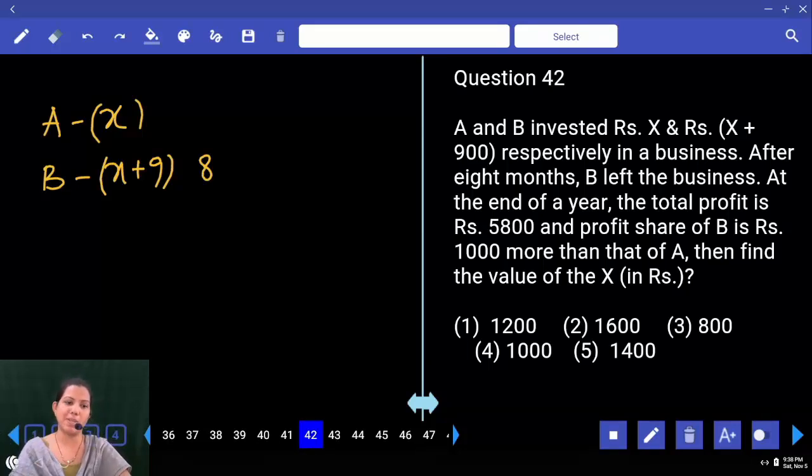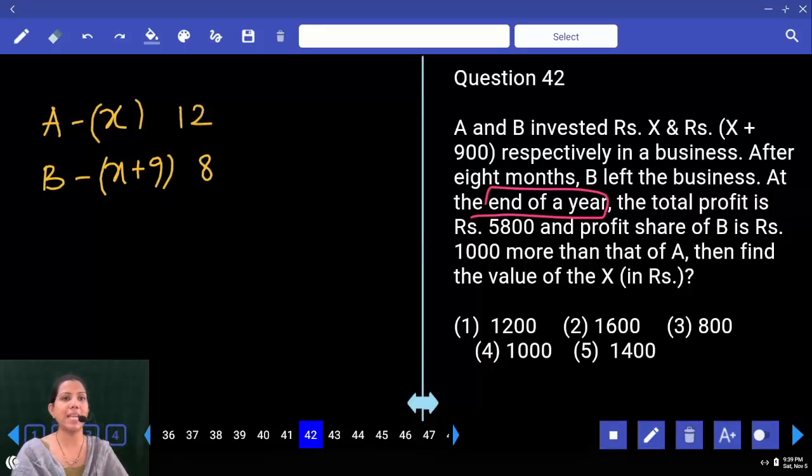Investments are X and X plus 9, and the time of B is 8 months. The total profit is 5,800 and the profit share of B is 1,000 rupees more than that of A. Then find the value of X. At the end of the year, what is the total business time? 12 months. Already B left after 8 months. What is A's time? 12 months.